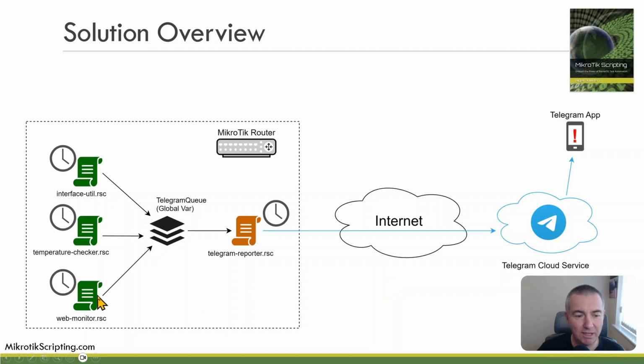You can see on the left here we've got the three green icons for the 3 probe scripts, and we've already previously built the interface utilization probe and the temperature checker probe. This time we're going to be building the web monitor probe, which is another script that will be run from the scheduler. As with the other scripts that we've built, it'll feed any alerts into the Telegram queue global variable. If any of this doesn't make too much sense, it's probably worth going back and checking out some of the previous videos that we've done.